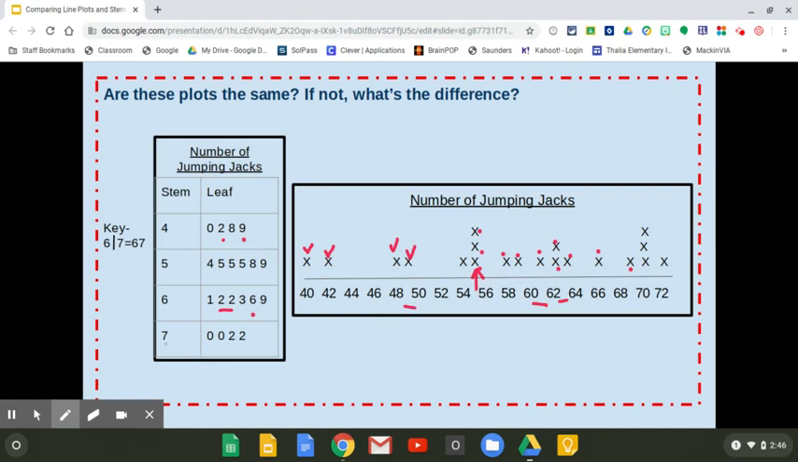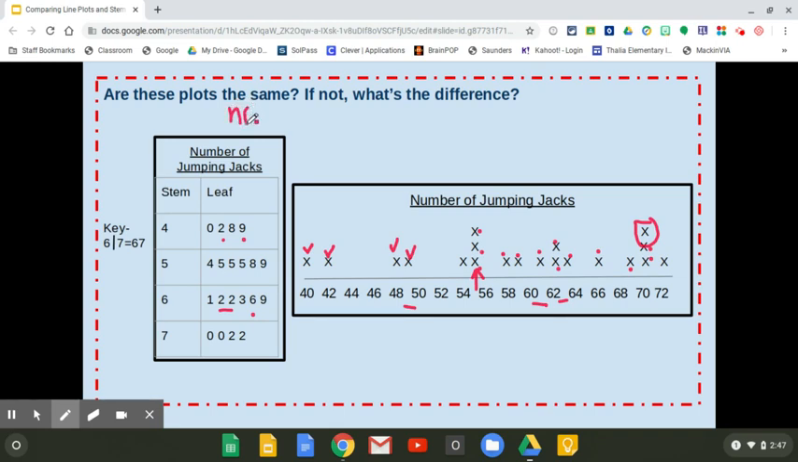We have how many people who did 70 jumping jacks? 2. When I go to 70 and I look, 1, 2, they've got 3. So here's the difference right now. Because I found one thing different, I can now finally answer that question. No, they are not the same.